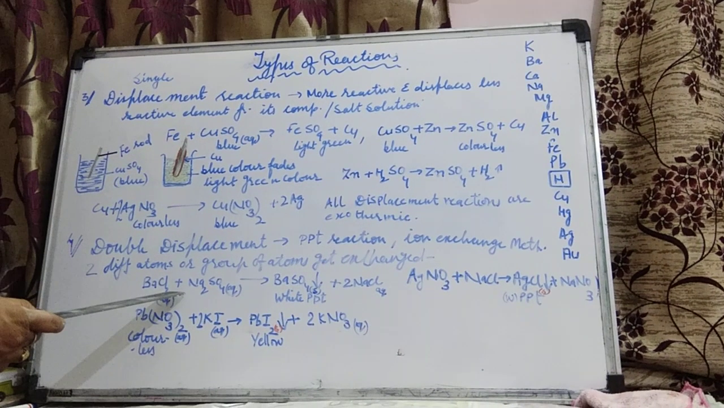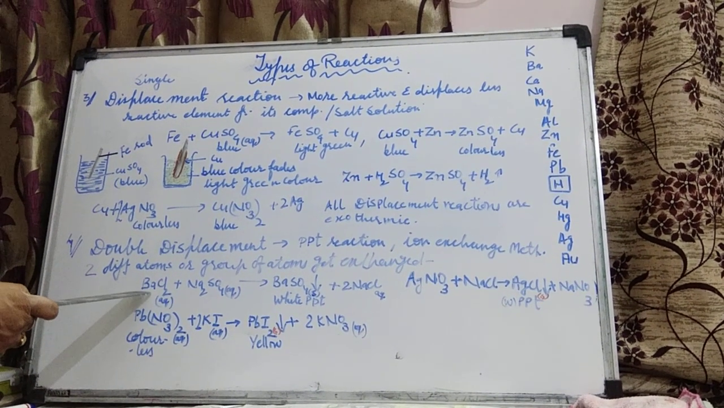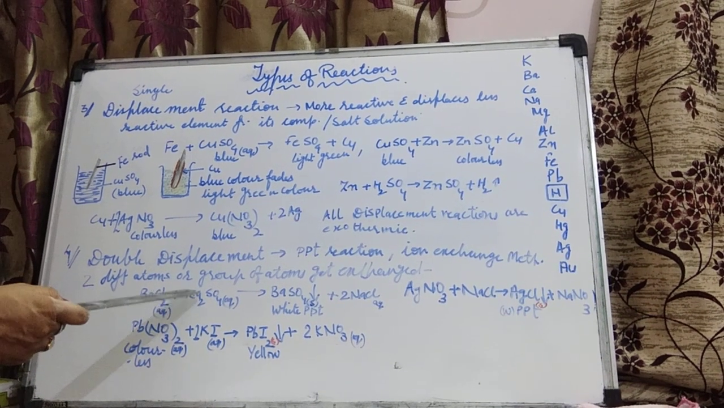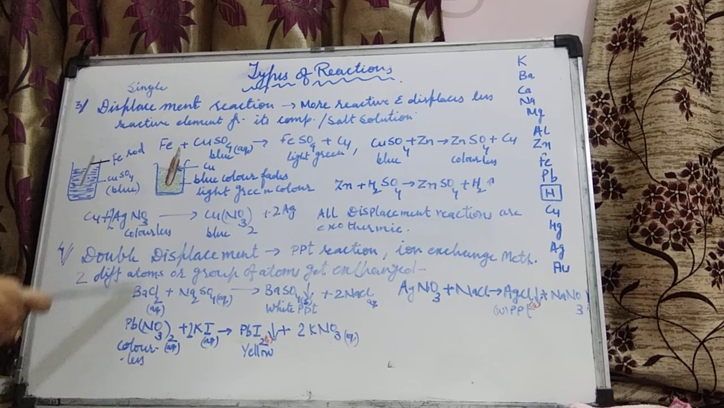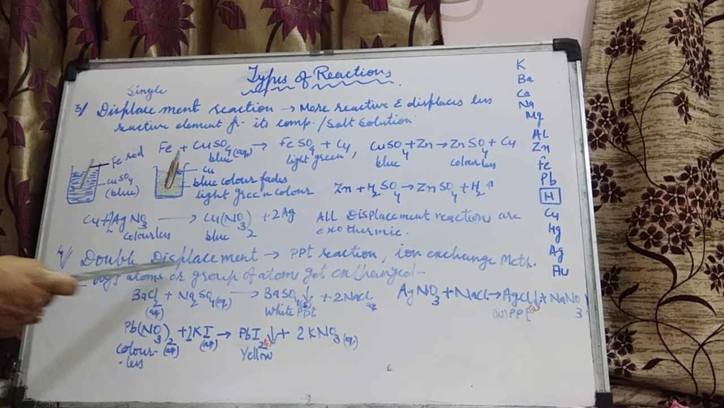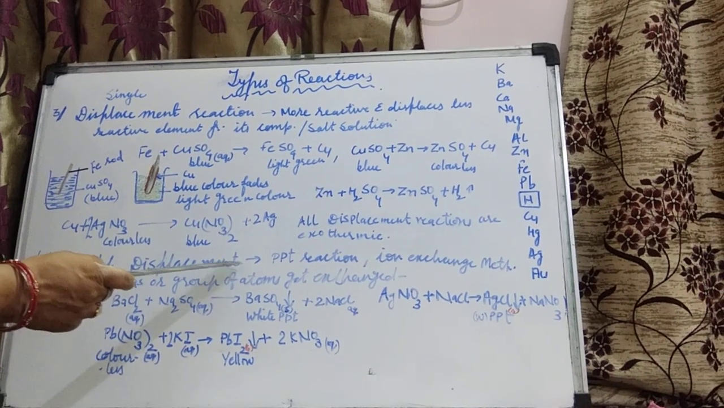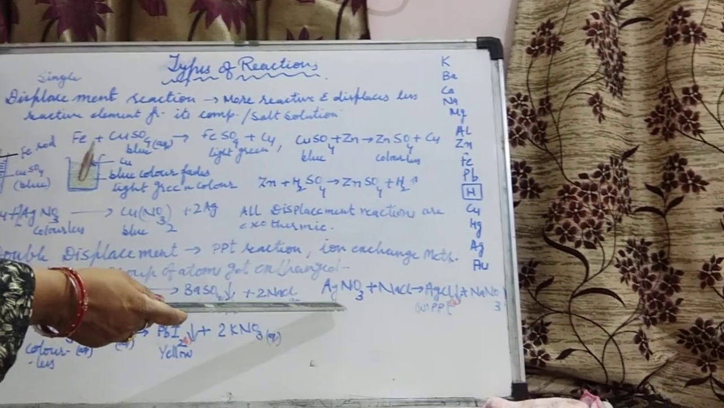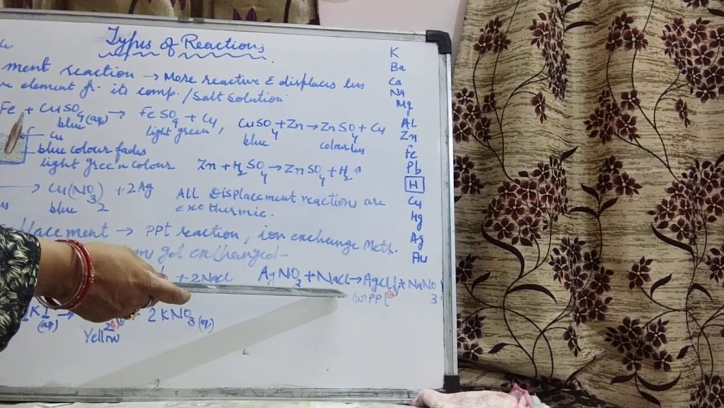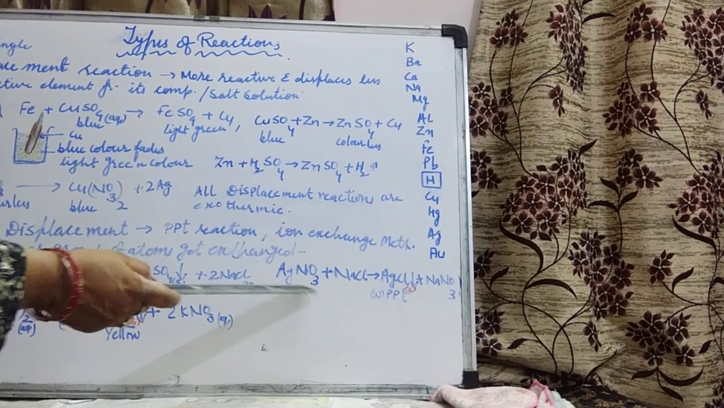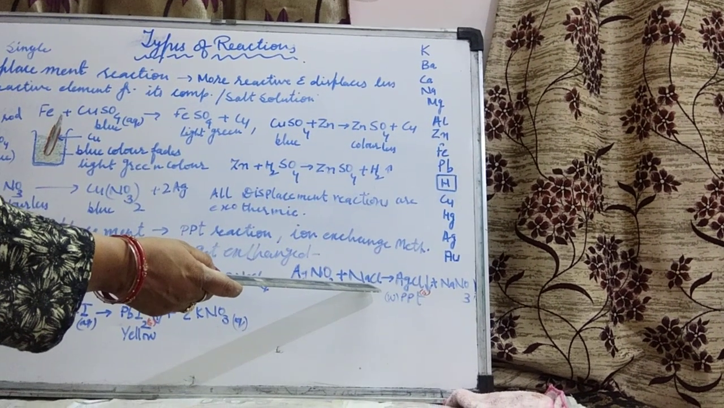So what you are observing is that two ions are getting exchanged. Barium is taking the place of sodium and sodium is taking the place of barium. So mutual exchange of ions is taking place in double displacement reaction. One more example, students, like AgNO3 plus NaCl. AgNO3 again colorless, reacting with NaCl aqueous colorless.